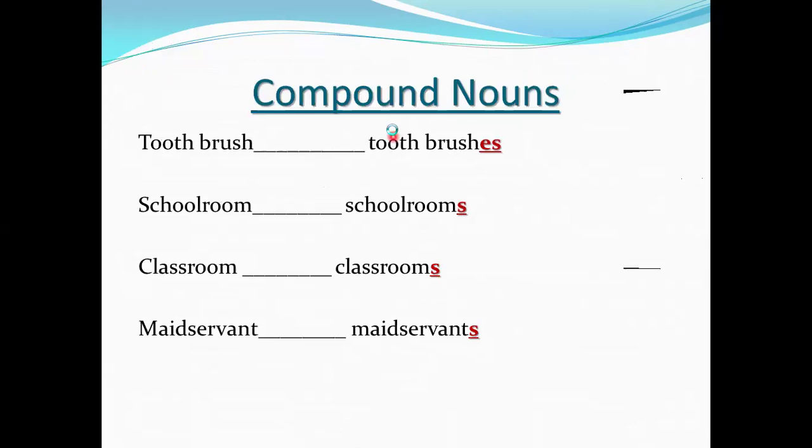Here are compound nouns like this. When we have a compound noun, we add s to the second part of the noun, like say toothbrushes, schoolrooms, classrooms, maidservants. So here we add s to the second part: servants, rooms here, and toothbrushes.